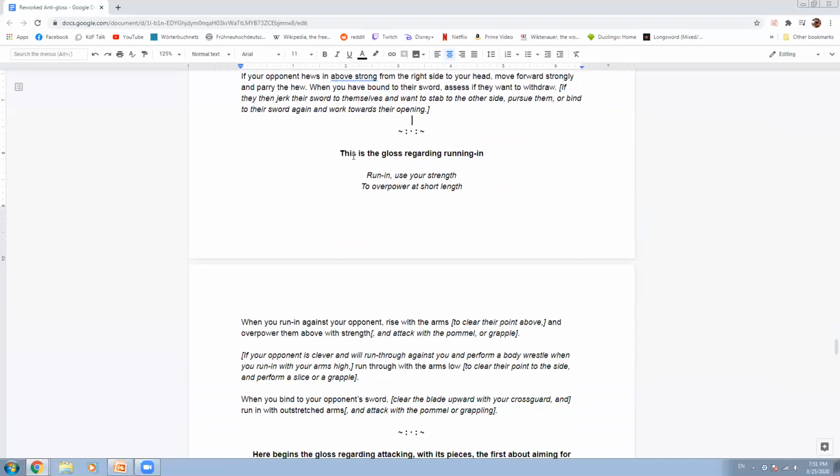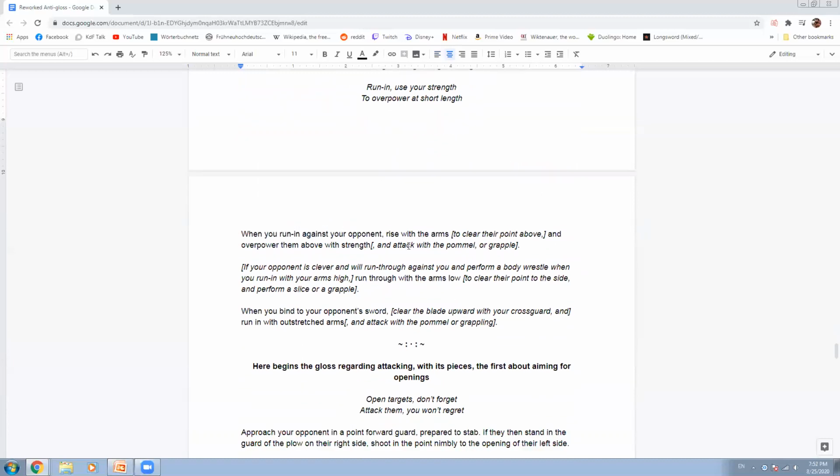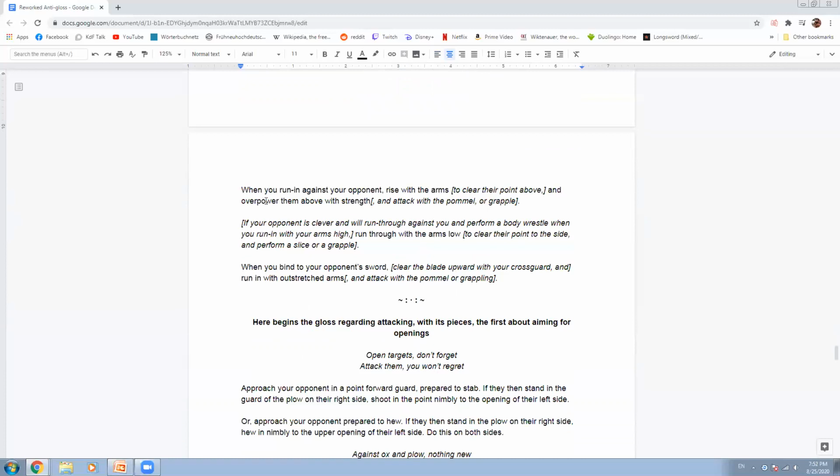Okay. This is the gloss of the running in. So this is the next Hauptstück. When you're running against your opponent, rise with your arms and overpower them above with the strength. And then attack with the pommel or grapple. If they're clever and want to run through against you and perform a body wrestle when you run in with the arms high, so if they do a Durchlaufen, run through with the arms low to clear the point to the side and perform a slice or grapple.